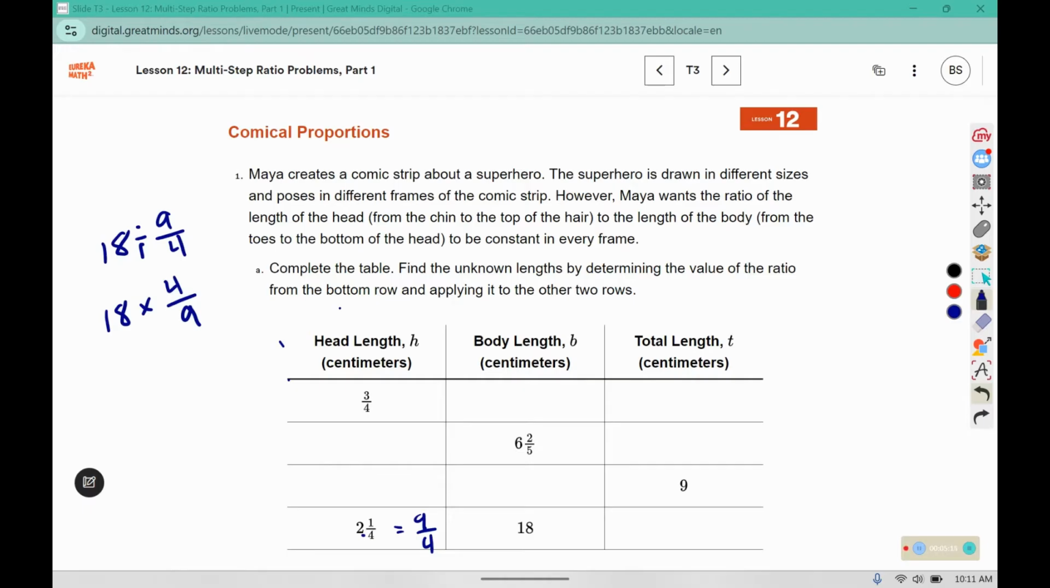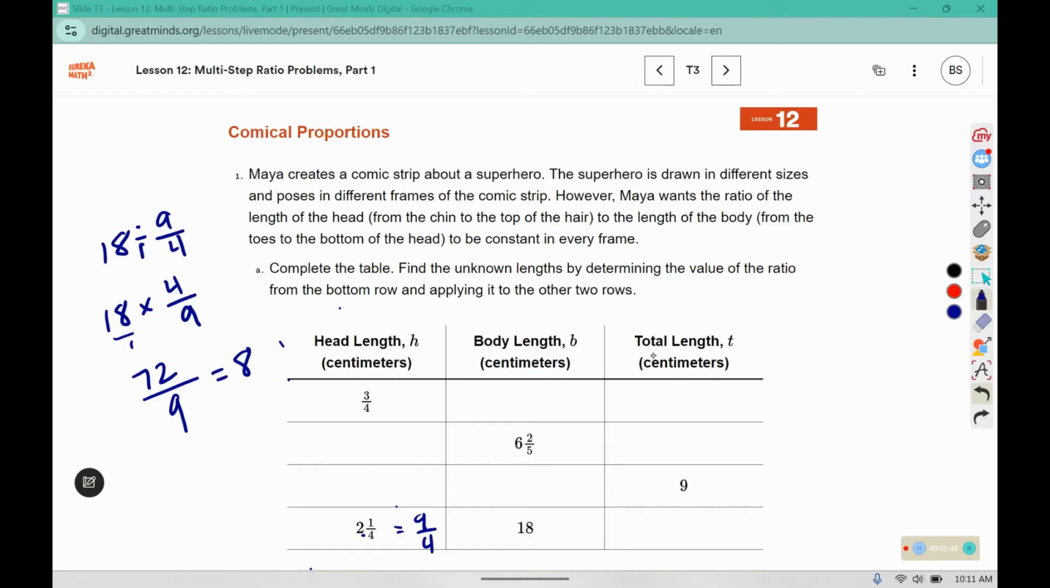18 times 4 is 72. And then remember there's that invisible 1 down there. 72 divided by 9 is 8. 8 times 9 makes 72. So our ratio has a value of 8, or we can think of it as our constant of proportionality is 8 centimeters of body length per centimeter of head length.